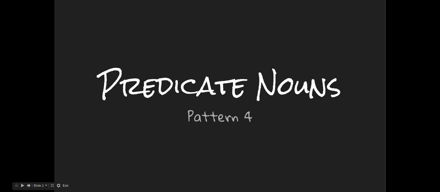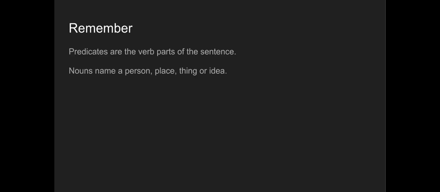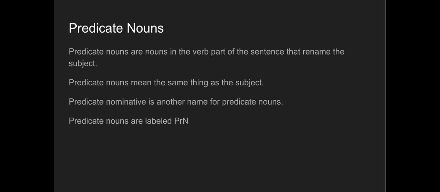Okay, today we're going to introduce pattern 4. Pattern 4 has something called a predicate noun. But first, we need to remind ourselves of a few definitions. Remember, predicates are verb parts of the sentence. Nouns name a person, place, thing, or idea. Predicate nouns are nouns in the verb part of the sentence that rename the subject.